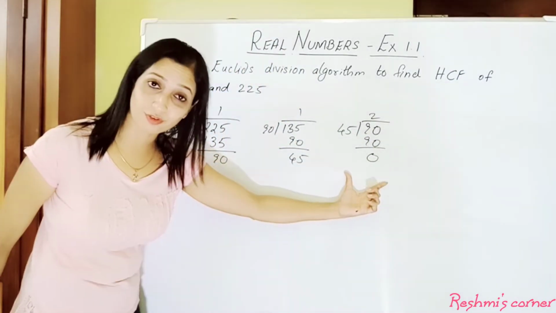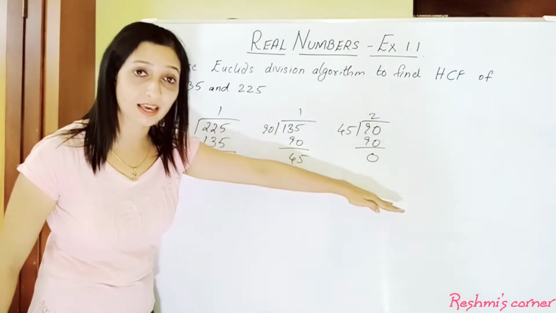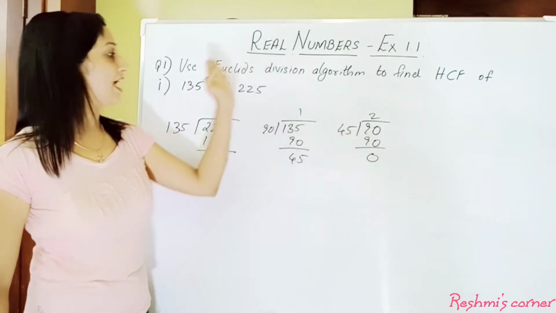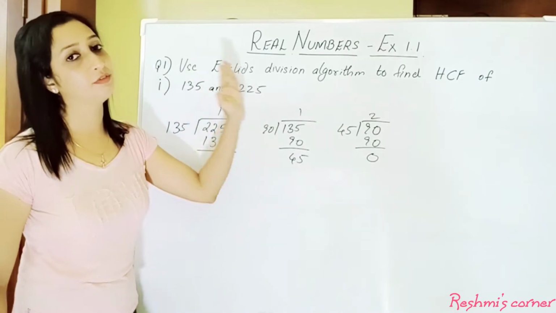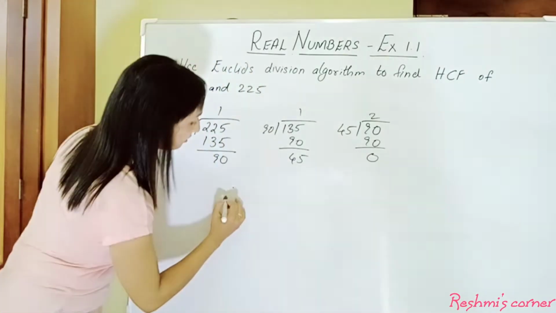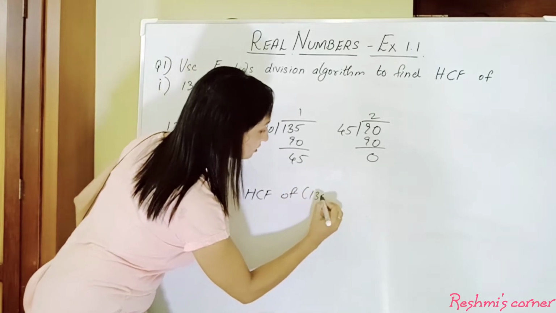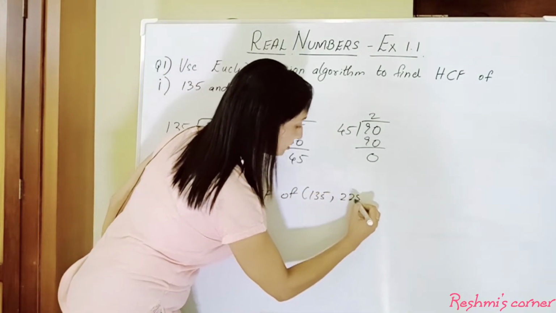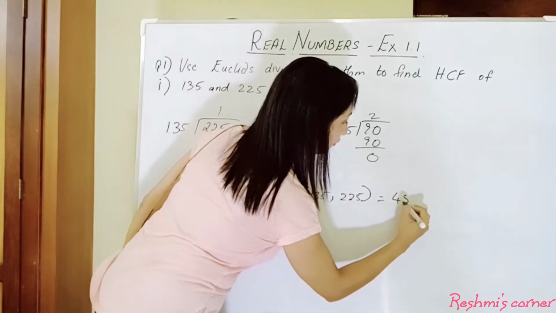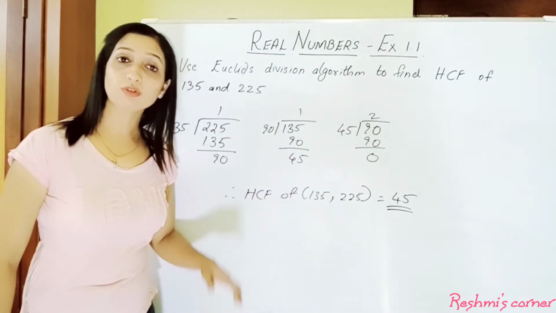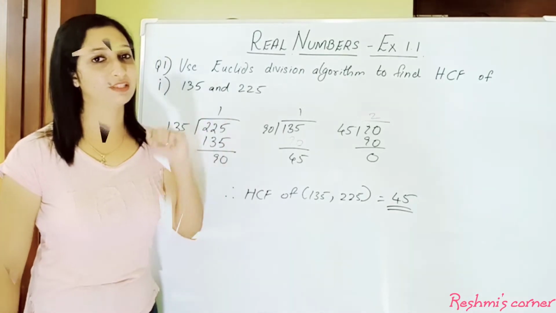Here we have got the remainder 0, and the divisor at the step at which we get the remainder 0 is the HCF of 135 and 225. Therefore, HCF of 135 and 225 is 45. So that was our first answer. Let's move on to subdivision 2 of the first question.